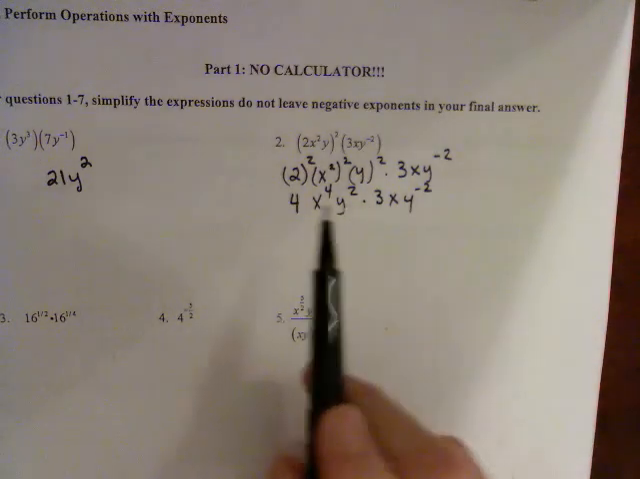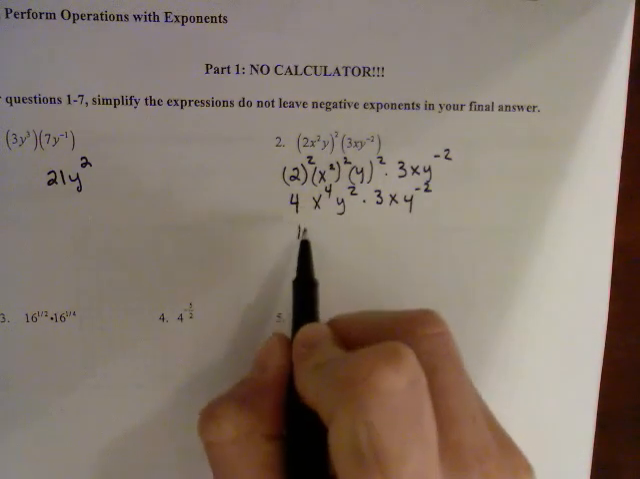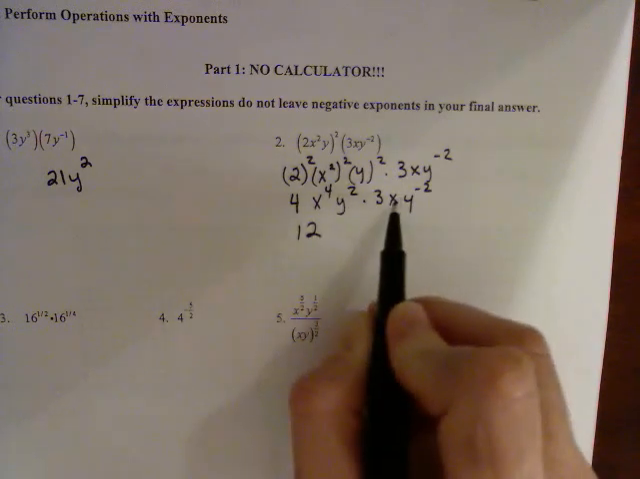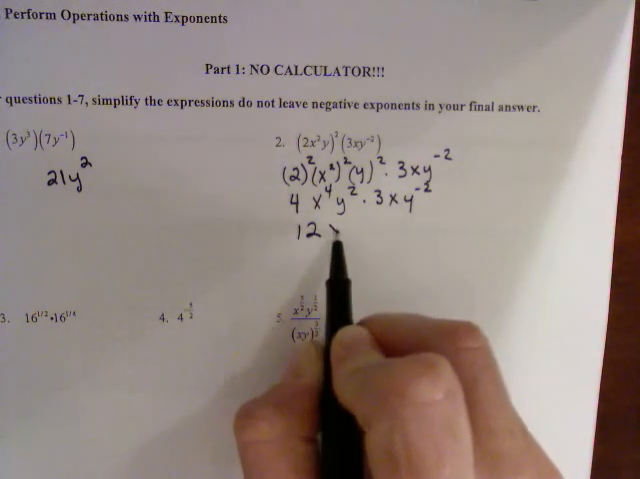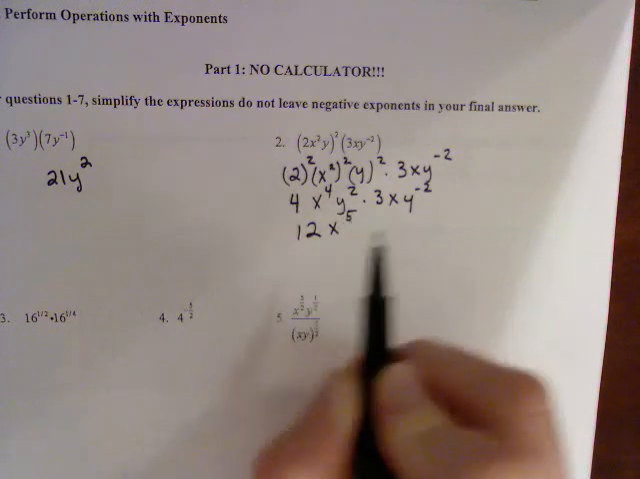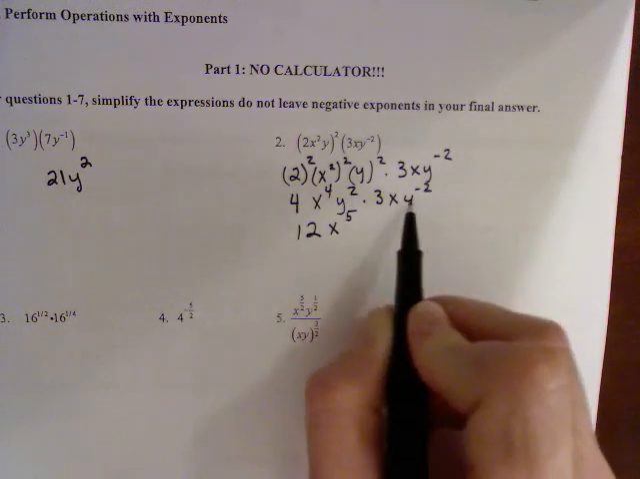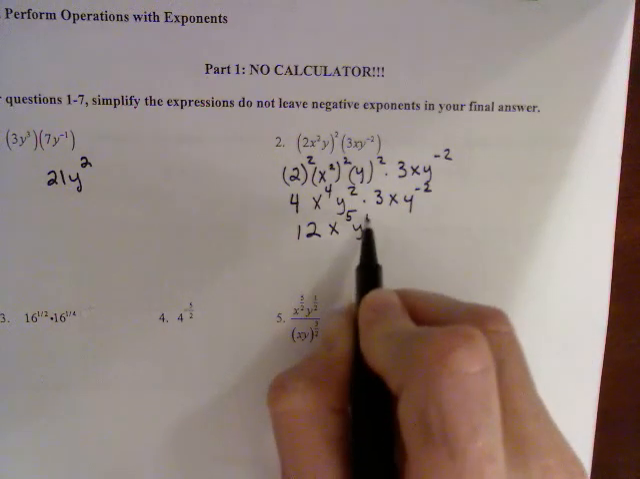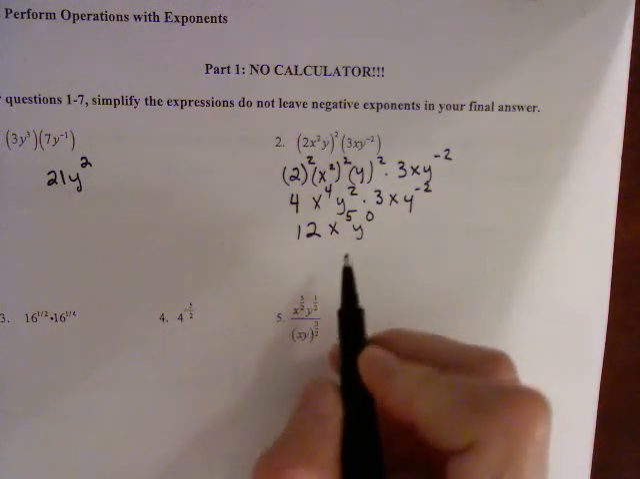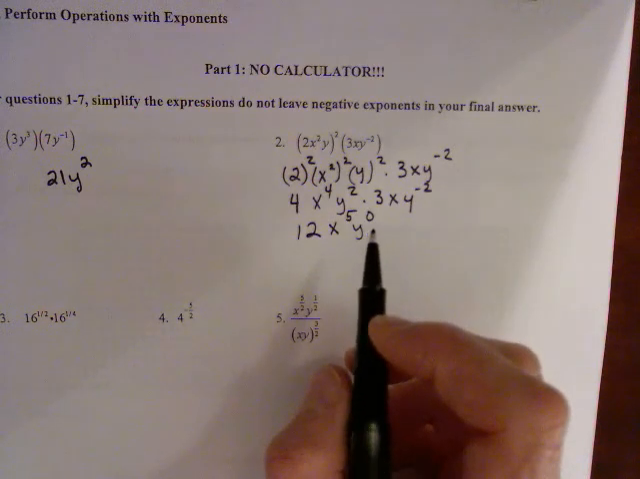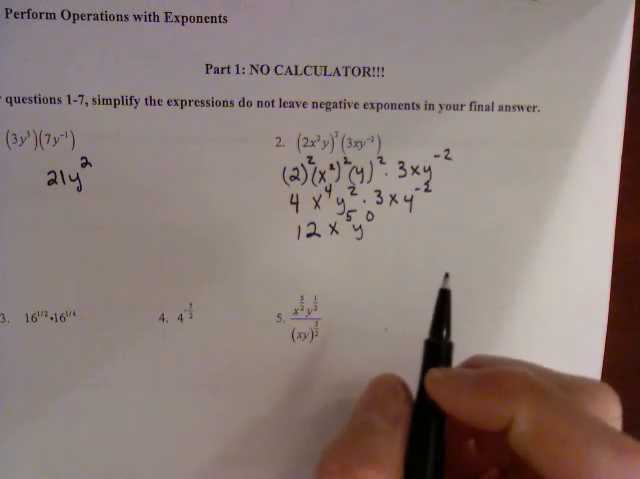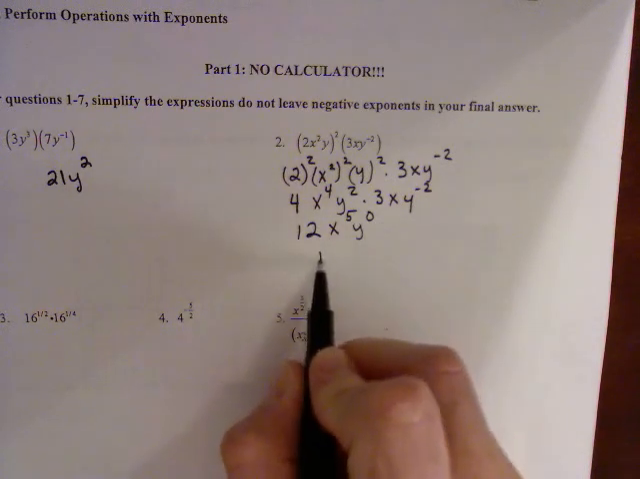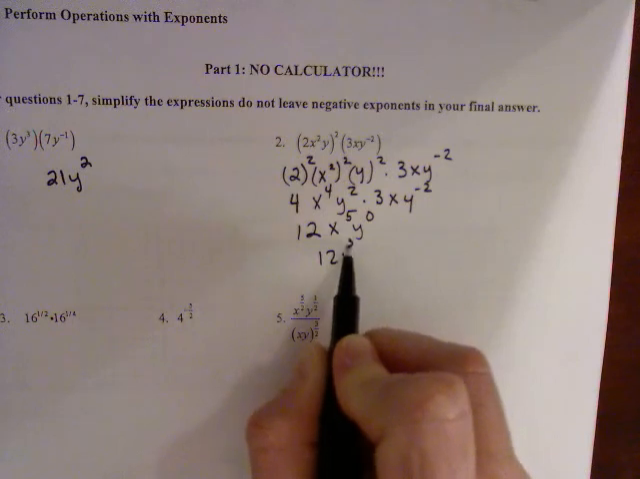At this point we can multiply 4 times 3, which is 12. Combine the x terms, x to the fourth times x to the first. By adding exponents, you get x to the fifth. Y to the second times y to the negative second. Adding exponents, you get y to the 0. We can simplify one more step. Y to the 0 is 1, so our answer is 12x to the fifth.